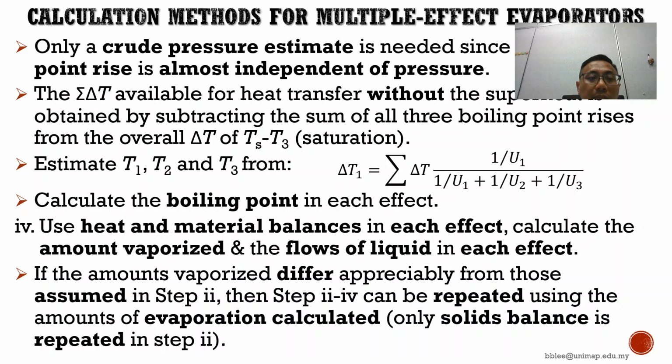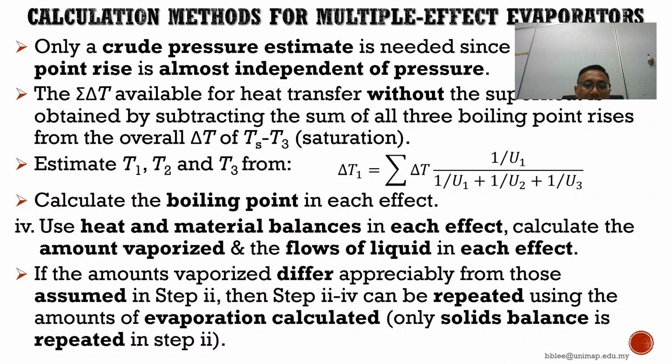The sum of delta T available for heat transfer, without the superheat, is obtained by subtracting the sum of all three boiling point rises from the overall delta T, Ts minus T3, of the saturation of the condensed steam. Estimate T1, T2, and T3 from the equation we mentioned just now, and calculate the boiling point in each effect. Now use heat and material balances in each effect to calculate the amount vaporized and the flow of liquid in each effect.